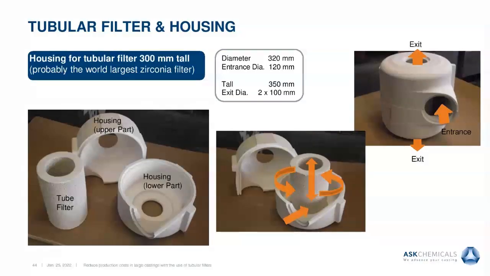One word also about our biggest tubular filter and housing. You see it here. This is probably the world's largest zirconia filter at the moment, as far as I know. It is a tube filter with a length of 300 millimeter. The housing part for this, and you see it's really a very compact dimension and structure, and you can use it also in a simple way as already described.